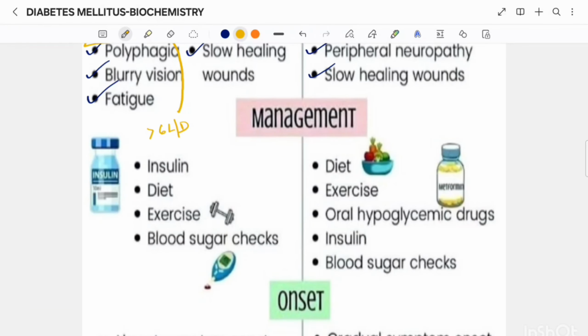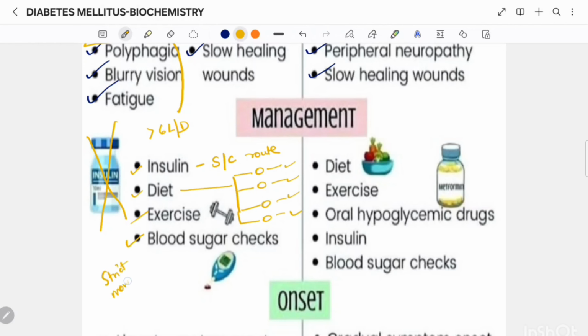Let's talk about management. In type 1 there is no production of insulin, so we have to give insulin from outside via the subcutaneous route. The second option is dietary modification, in which we divide the meal into 2 to 3 parts, so there is a slow release of insulin and glucose is metabolized by it. Third is exercise, and the fourth is strict monitoring of blood glucose.